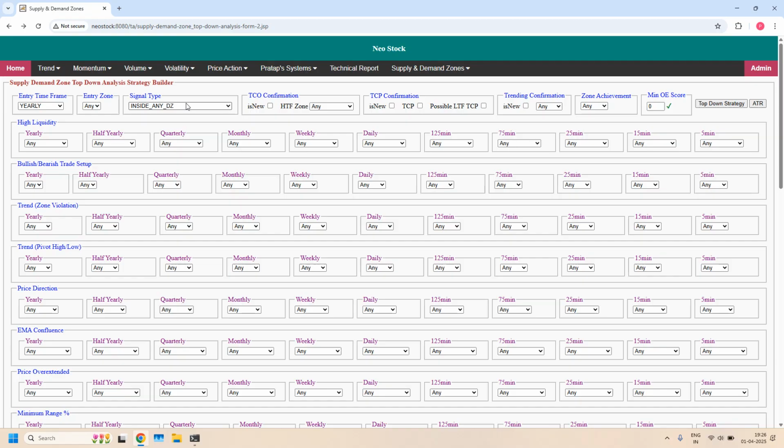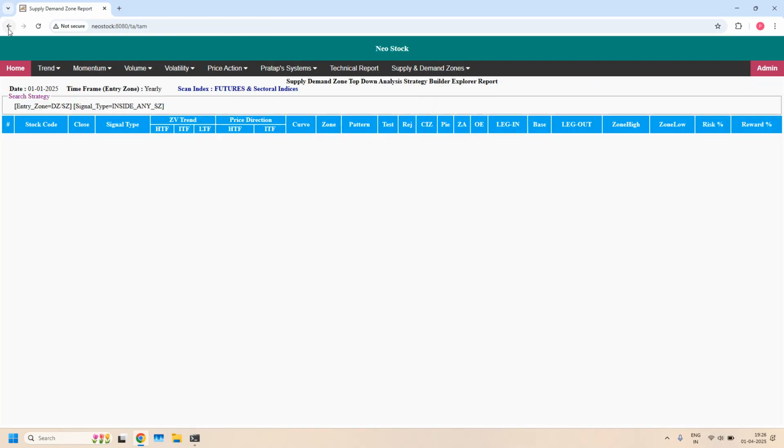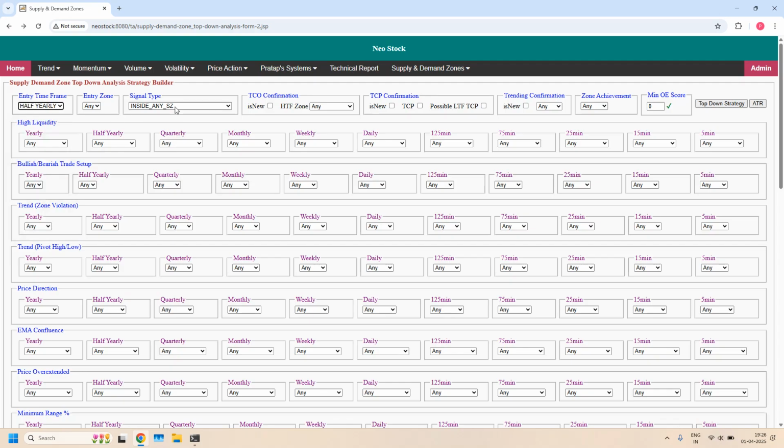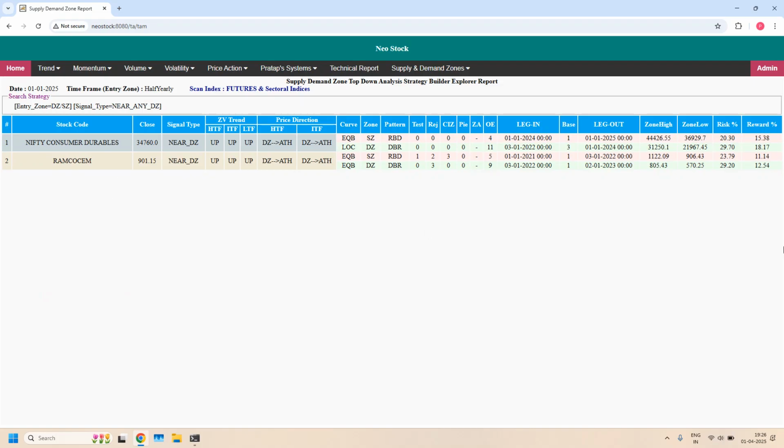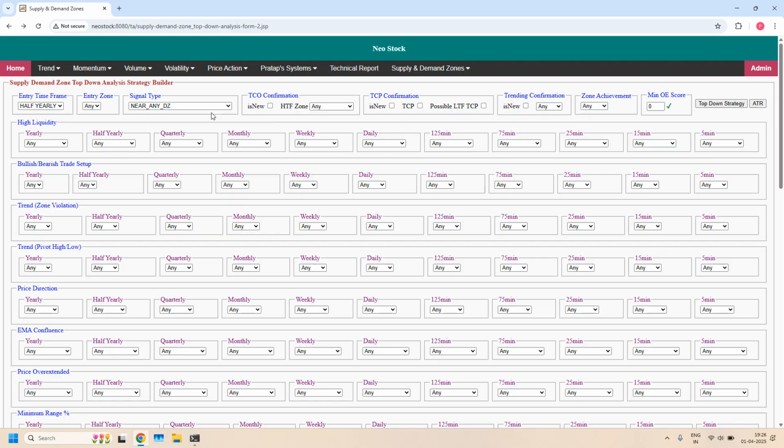Next, price closed inside the yearly supply zone. No stocks are available. Next time frame, half yearly. Stocks near half yearly demand zone. We got 2 stocks.